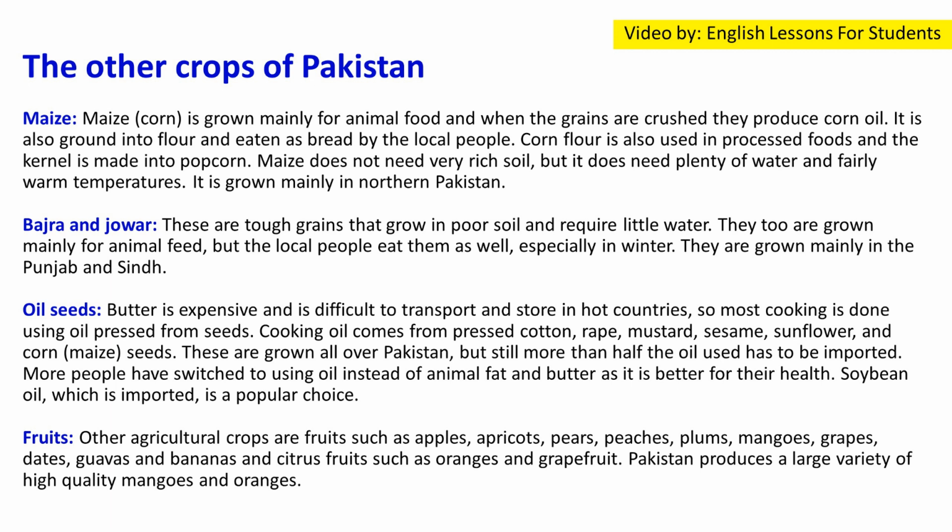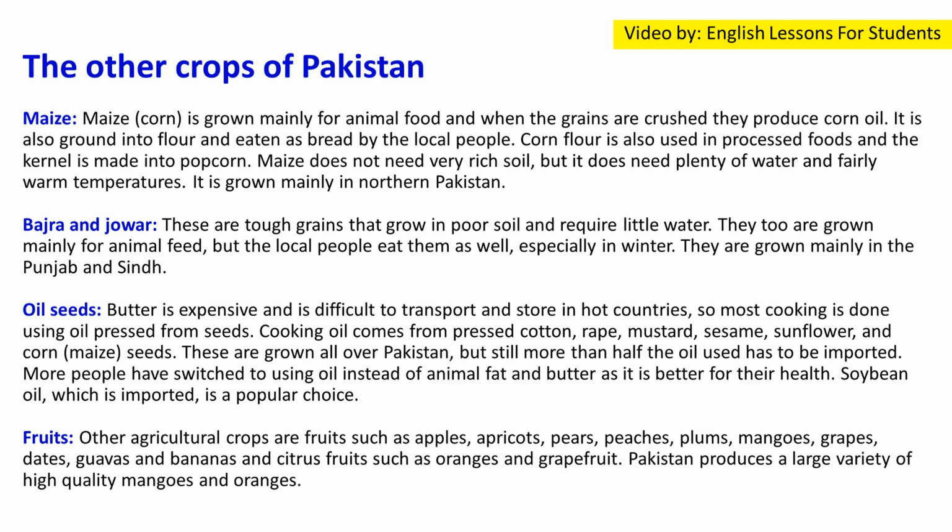Oil seeds. Butter is expensive and it is difficult to transport and store in hot countries, so most cooking is done using oil processed from seeds. Cooking oil comes from pressed cotton, rape, mustard, sesame, sunflower, and corn seeds. These are grown all over Pakistan, but still more than half the oil used has to be imported. More people have switched to using oil instead of animal fat and butter as it is better for their health. Soybean oil, which is imported, is a popular choice.